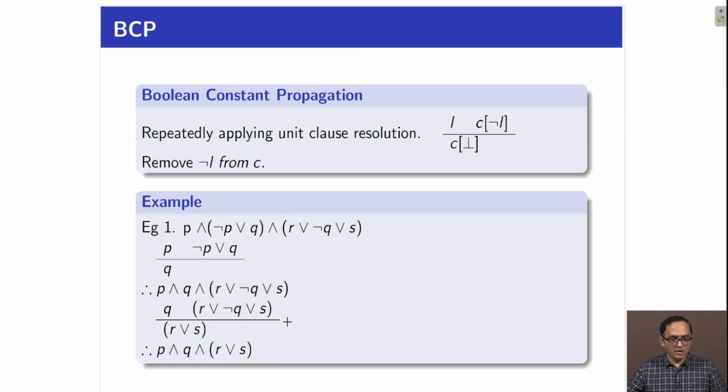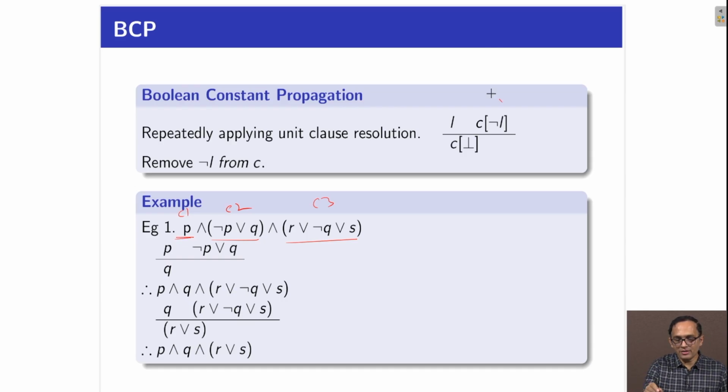Now, let us take a simple example and see how the DPLL algorithm works. Let us say I have three clauses here. This is clause 1, this is clause 2, this is clause 3, and the first one is a unit clause already, because it has one literal, P.